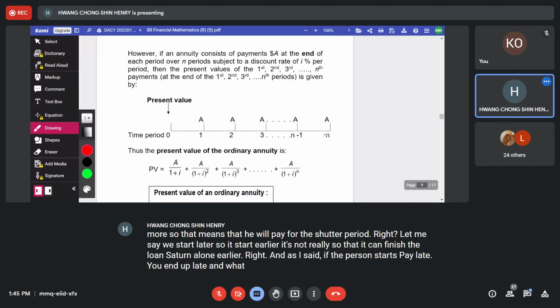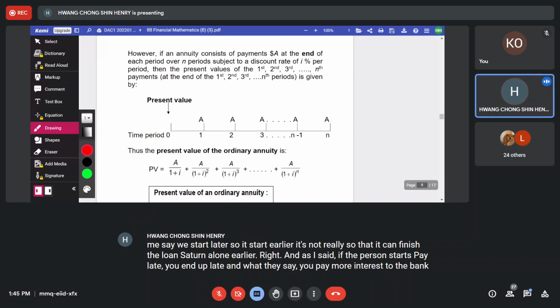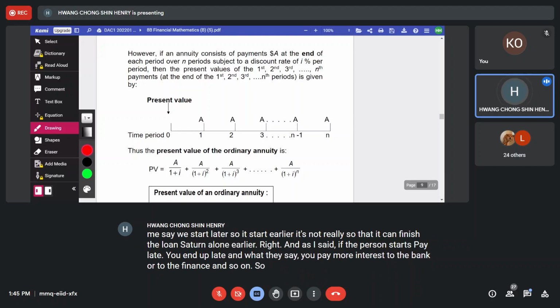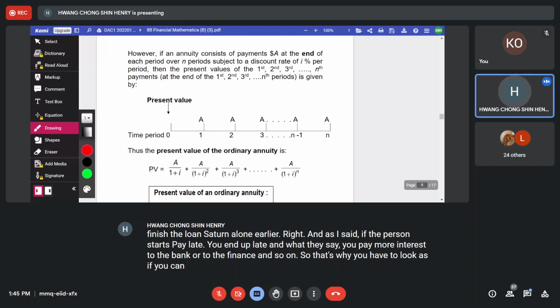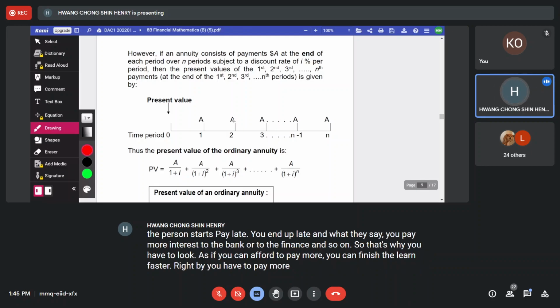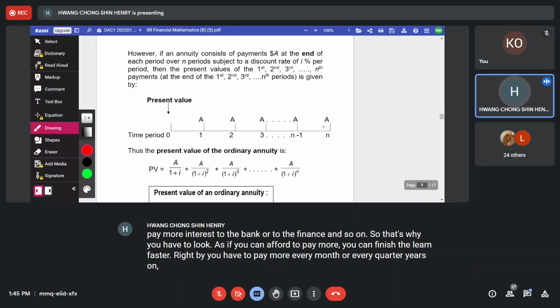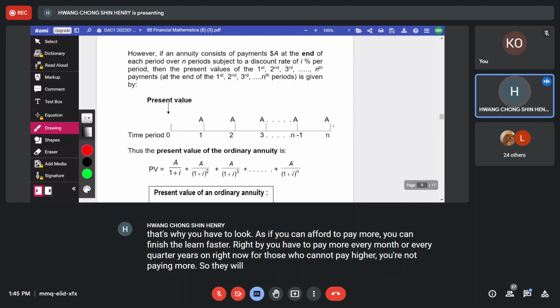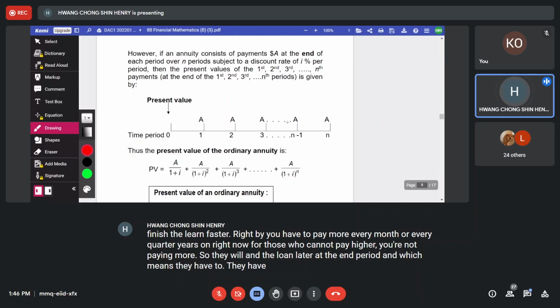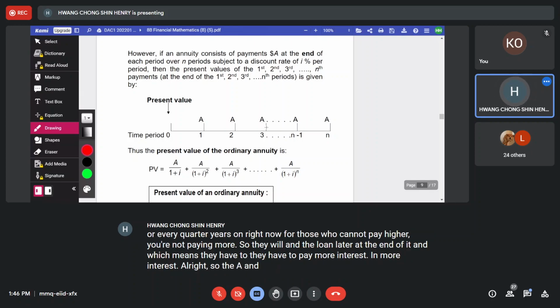And what did I say? You pay more interest to the bank or to the finance company and so on. So you have to look at whether you can afford to pay more, then you can finish the loan faster. But you have to pay more every month or every quarter year and so on. Now, for those who cannot pay more, they will end the loan at the end period, which means they have to pay more interest. So the A and the interest can always change, depending on what the bank offers you.